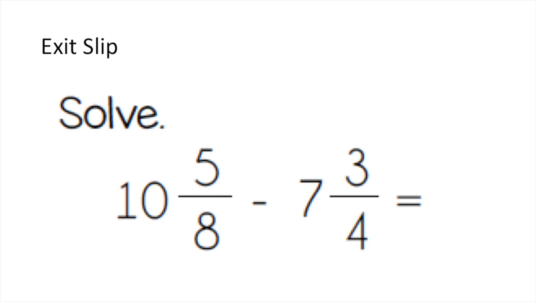And now your exit slip. So, same idea. You're going to have to change each of these into an improper fraction. Multiply, add, the denominator stays the same. Find your common denominator and then subtract only the numerators. You only subtract the top number.